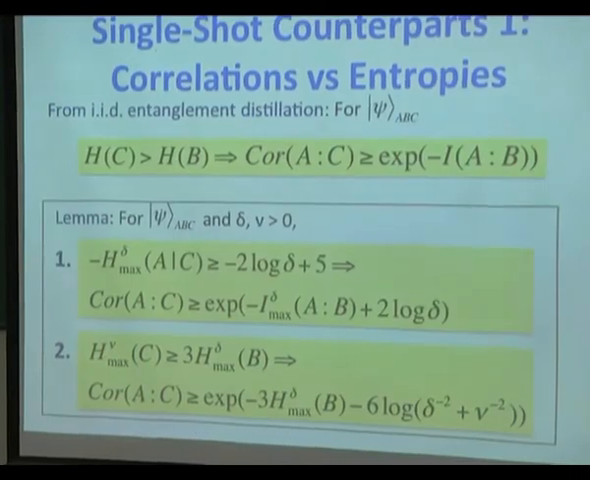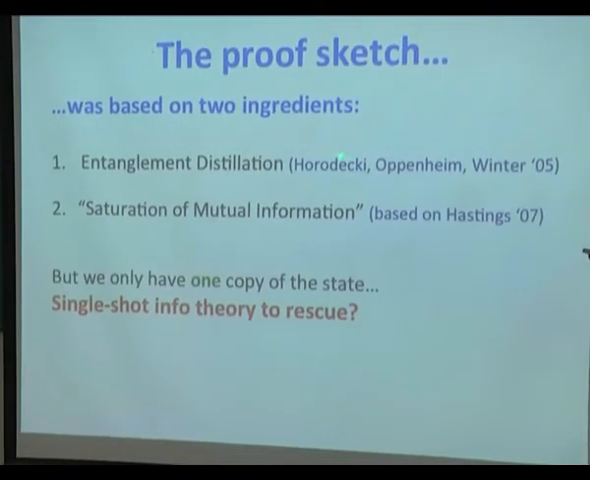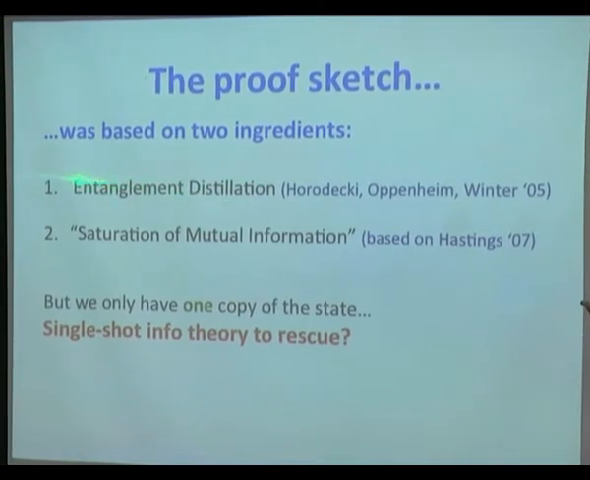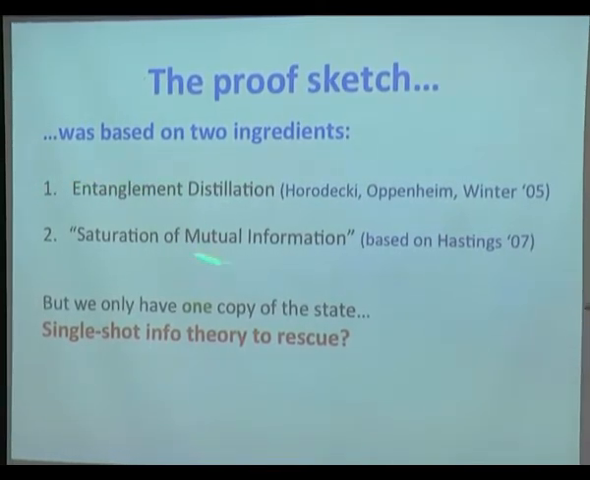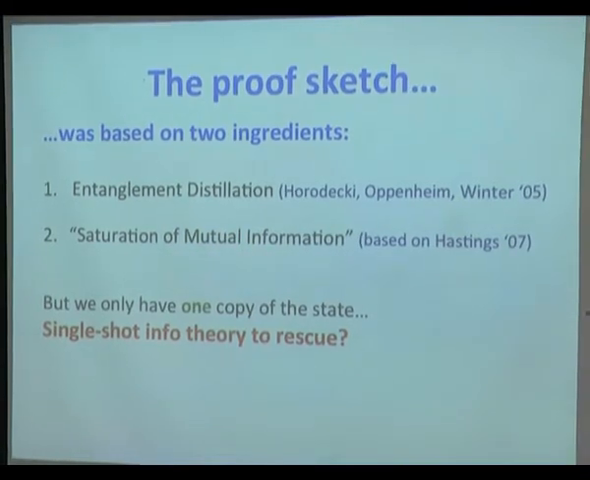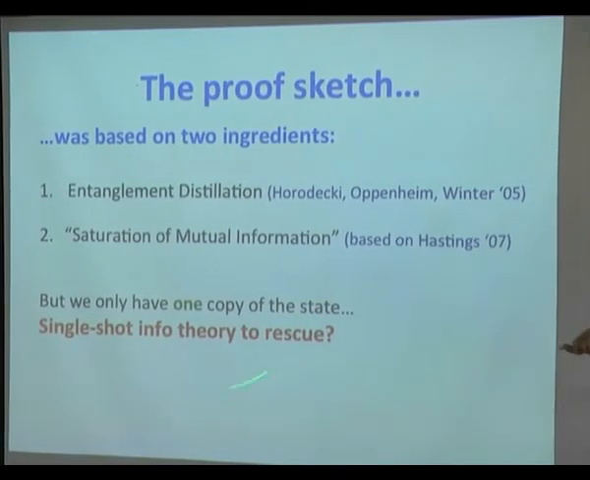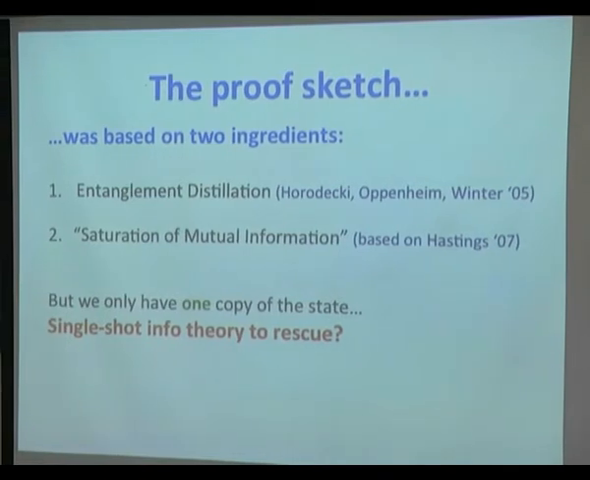Okay. So what do we use in the proof, right? What were the information theory tools that we used in the proof? One was this entanglement distillation, that we saw the protocol. And one was this saturation of mutual information, which is a basic property of entropies, and we got it from Hastings. Now we only have one copy of the state. So we want to use this to see what it gives us, right?